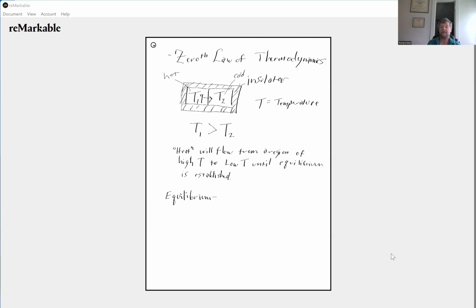We say that a system is at equilibrium if there are no observable changes over time. No observable changes over time. Now, those observable changes can be our own senses.